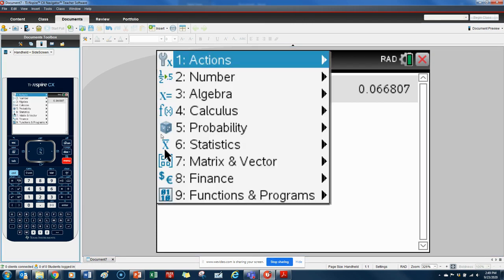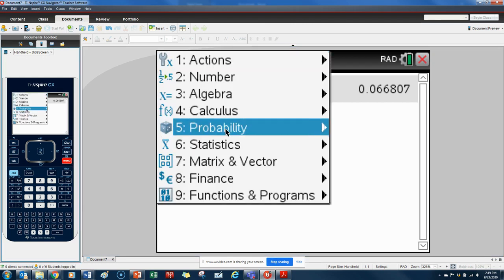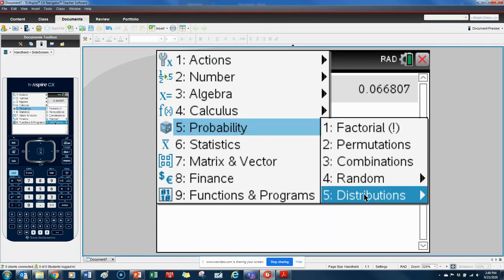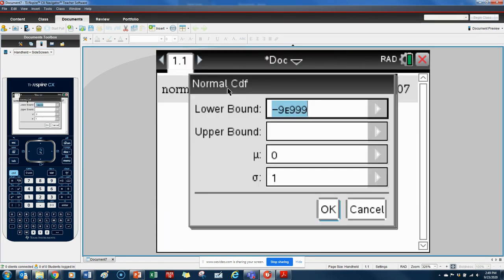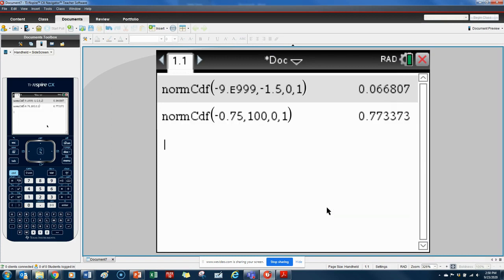We can't really encode positive infinity in our calculator. So again, we use the same function. We go to probability, distributions, normal CDF. Now, again, the lower bound would be negative 0.75, and then the upper bound would be positive infinity, or we could just type in a big number right here. 100 would be fine. Again, same mean and standard deviation, so we just hit OK. And so the area should be 0.77. So let's type that one.